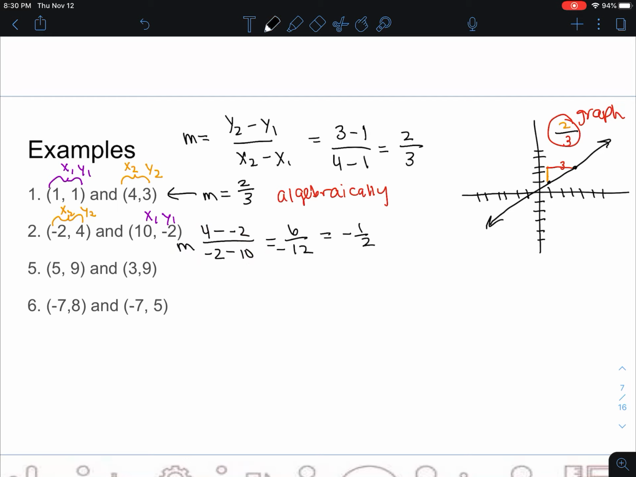Okay, let's do example number 5. So you can pause this video and do 3 and 4. When you're done with 3 and 4, come back to the video and we're going to start with example 5.